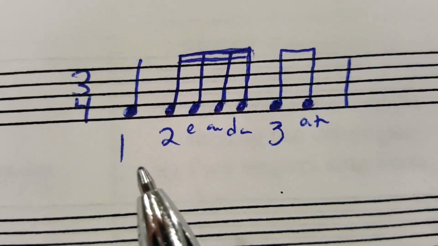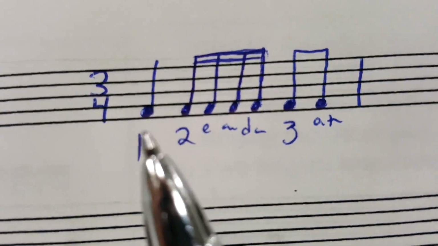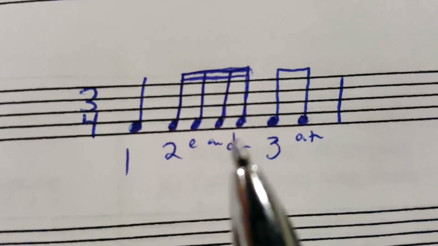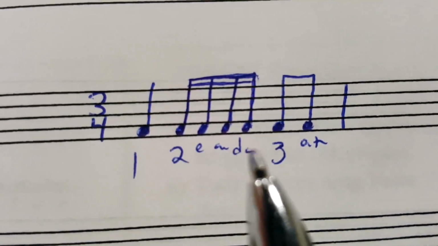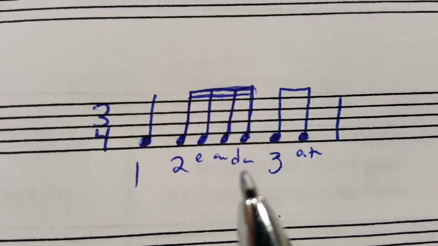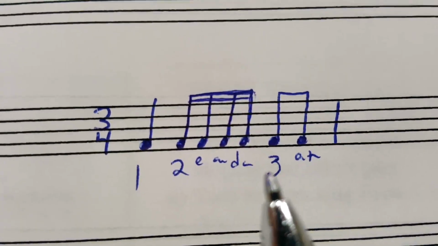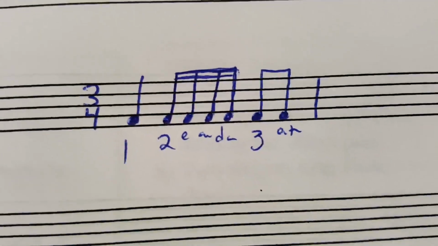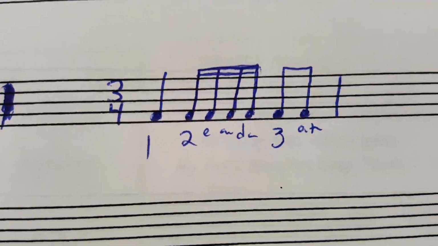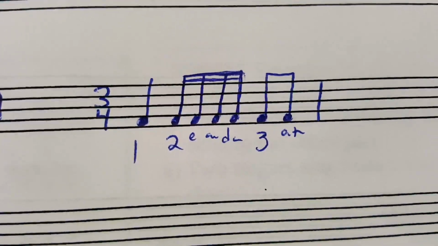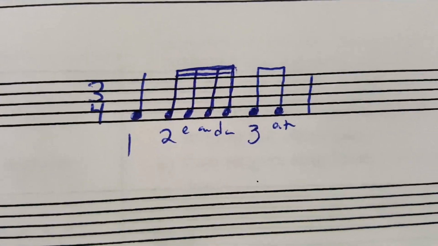Here's an example in 3/4 time. This is a quarter note. It receives 1 whole beat. Here's a grouping of 4 16th notes on the second beat, so that it would receive 2 E and D. We have 2 eighth notes, 3, and an. This is what this example would sound like on the piano: 1, 2 E and D, 3, and. I'll play it again: 1, 2 E and D, 3, and.